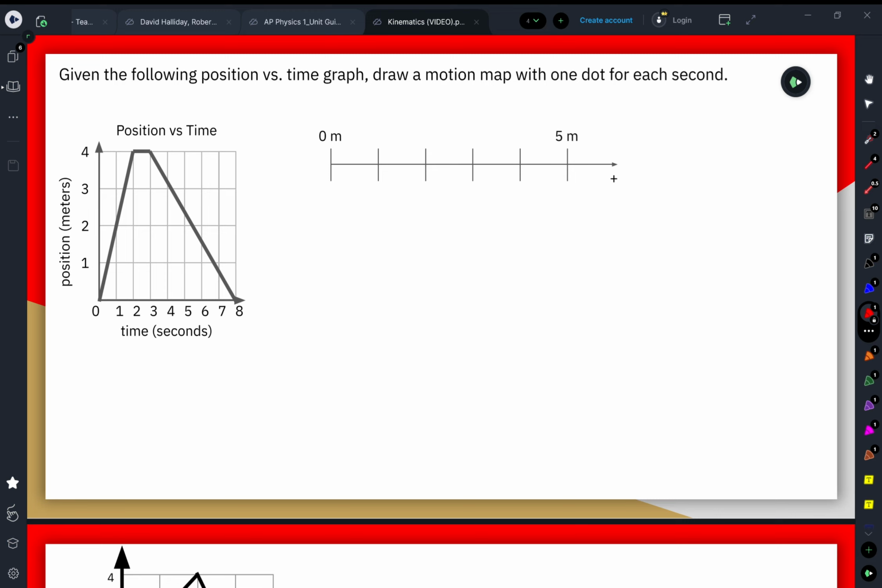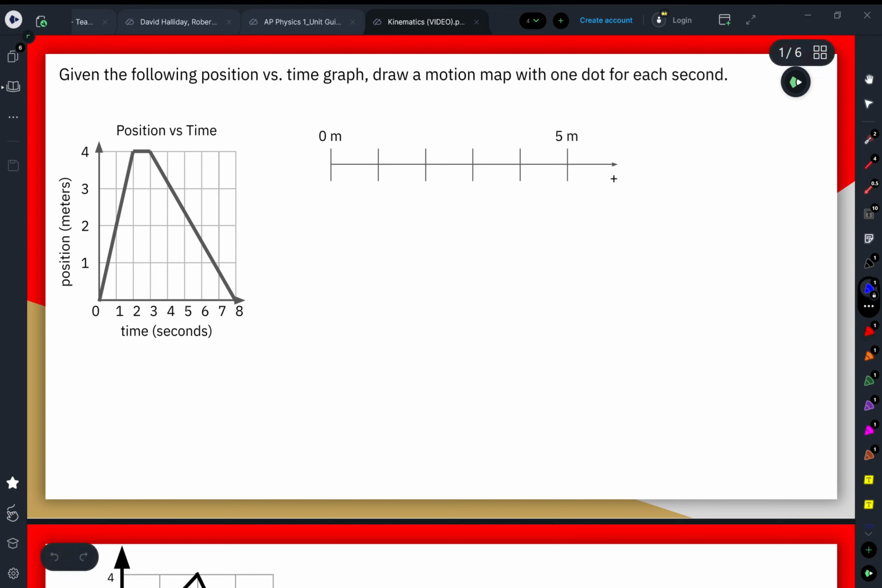So right now we're going to relate a position versus time graph to a motion map. Right here on the left, we have a position time graph with a time from 0 seconds up to 8 seconds. The position scale goes from 0 to 4 meters. The motion map, this number line that we see over here, is labeled from 0 meters to 5 meters.